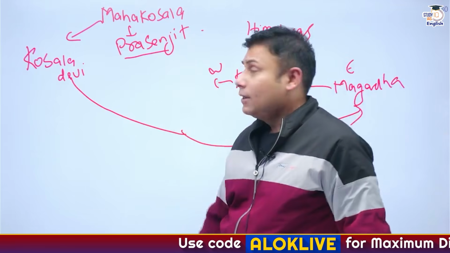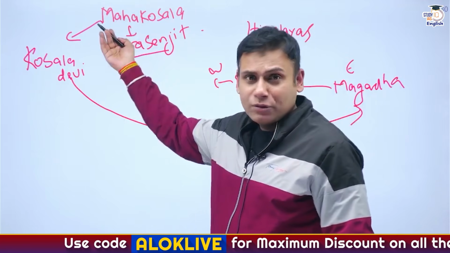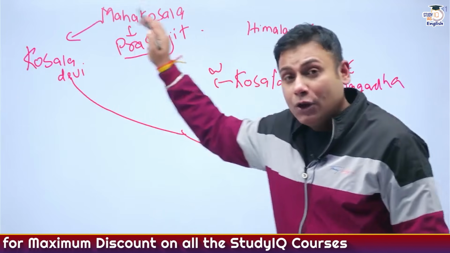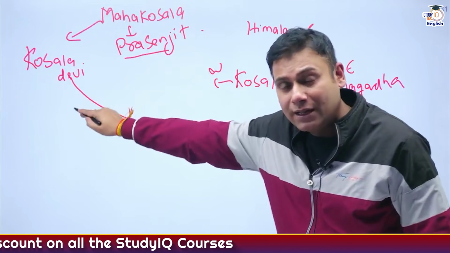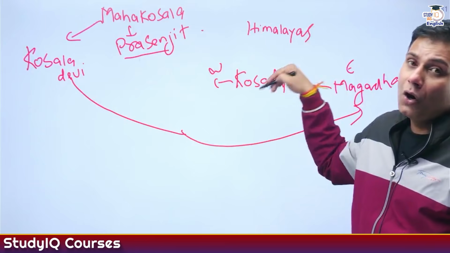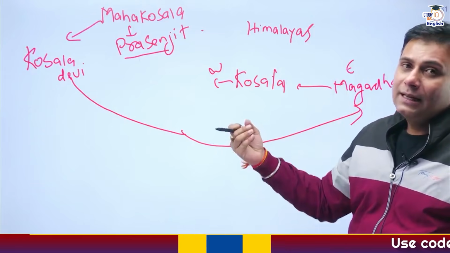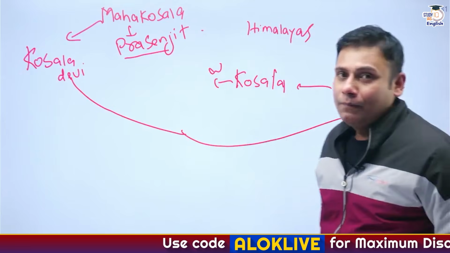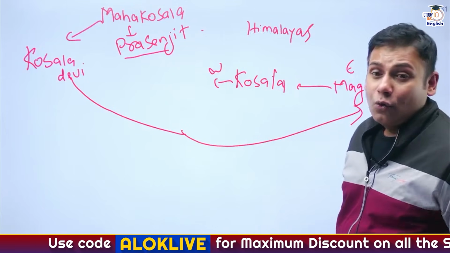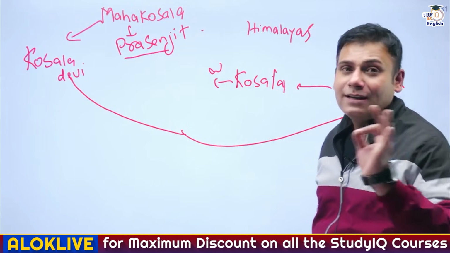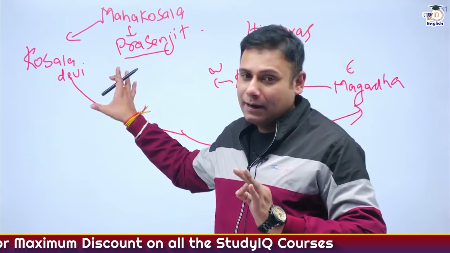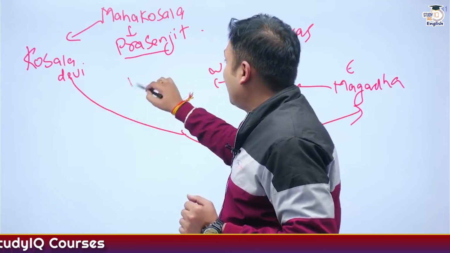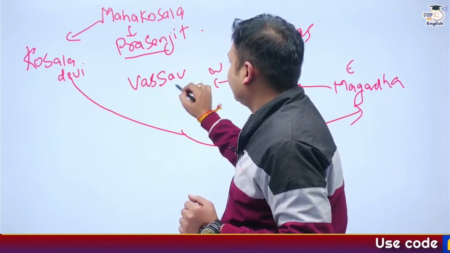Pay attention. Mahakosala was the founder of Kosala Mahajanpad. He had a son named Prasenjit, and a daughter named Kosala Devi. Now Prasenjit married his sister Kosala Devi to Bimbisar, the ruler of Magadha. To be precise, that is the Haryanka dynasty. Now, he himself married whom? Yes, he himself married Vasav Khatiya in the western part. Now moving ahead.